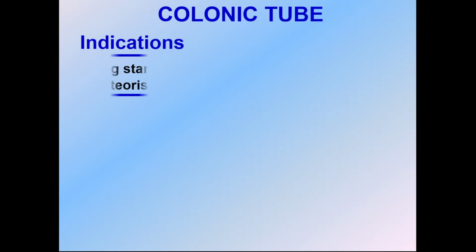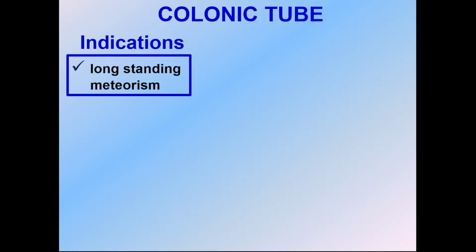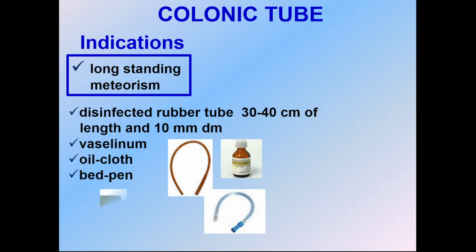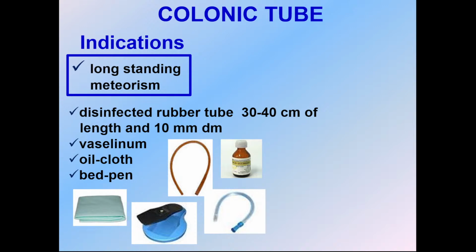For this procedure, we'll use colonic tube, which is used only in cases of long standing meteorism. We'll take disinfected rubber tube with diameter 10 millimeters and length 30-40 centimeters. For this manipulation, we'll need wet oilcloth and bedpan with water. You see rubber tube, wet oilcloth and bedpan with water.